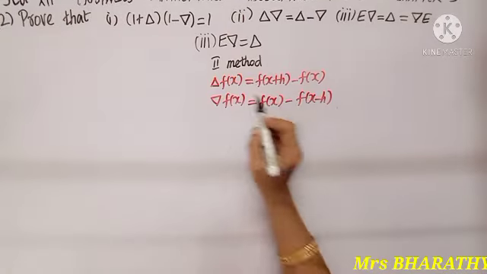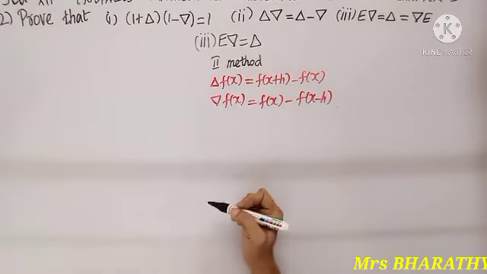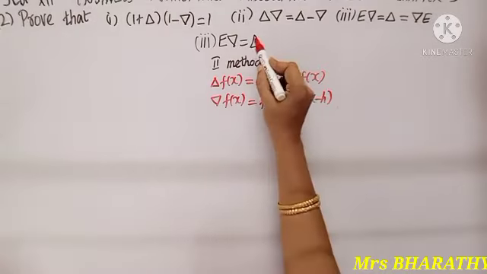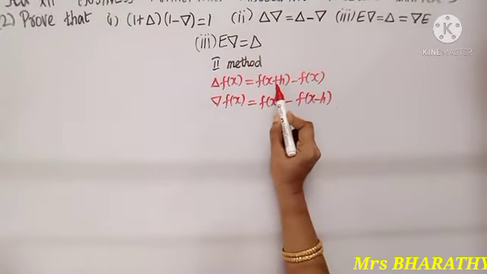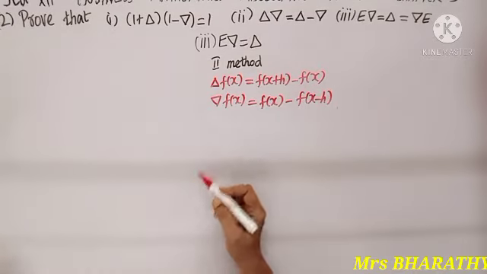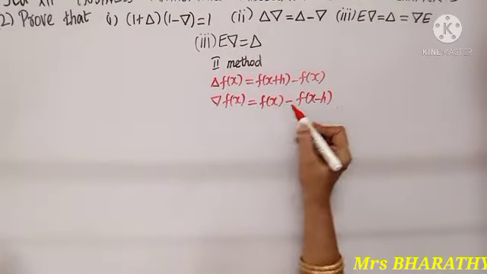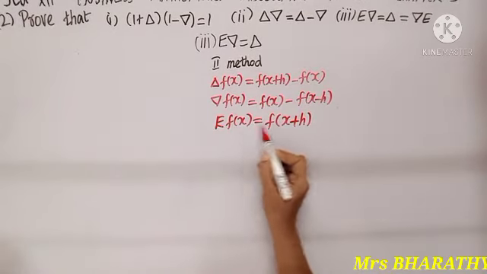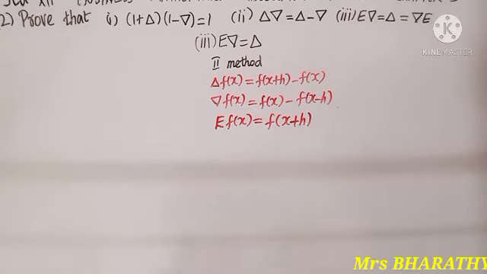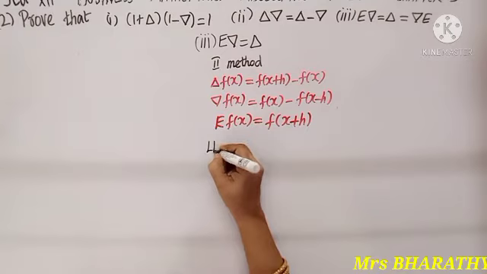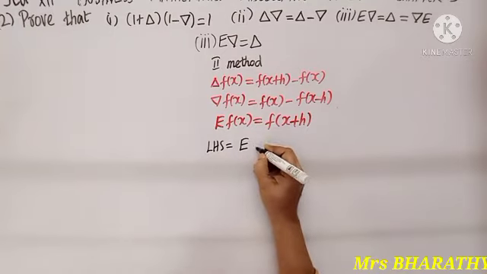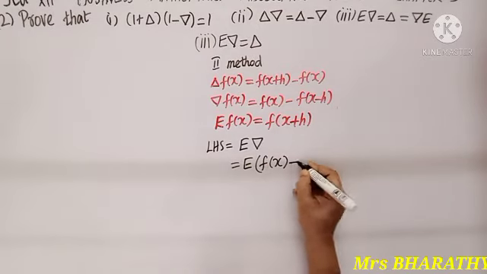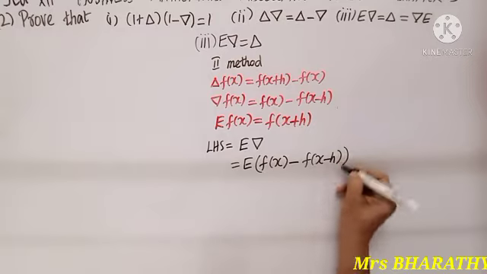Second method for third subdivision, E into nabla equals delta. Let us recall all the three formulas. Delta equals f of x plus h minus f of x. Nabla equals f of x minus f of x minus h. E of f of x is nothing but f of x plus h. As I start with LHS, it is E of nabla. What is nabla from our formula? F of x minus f of x minus h.